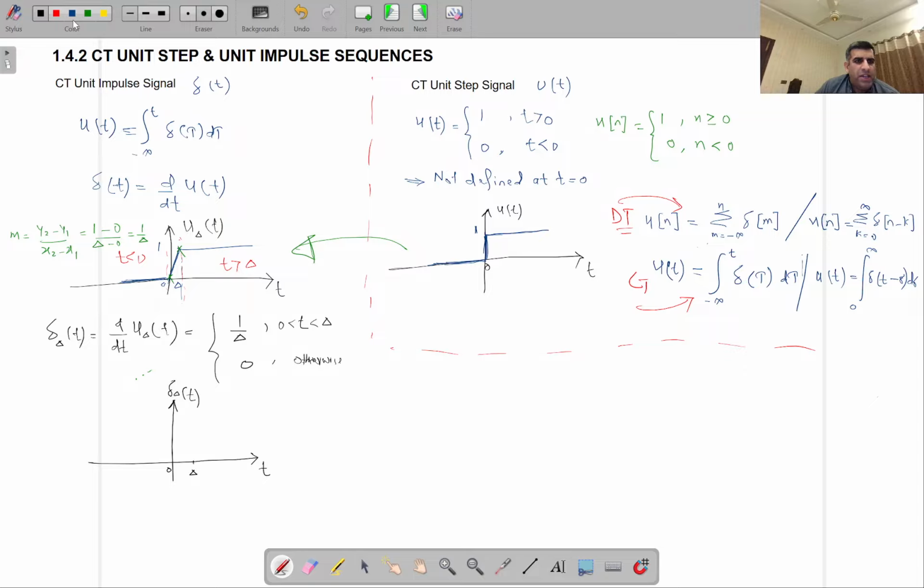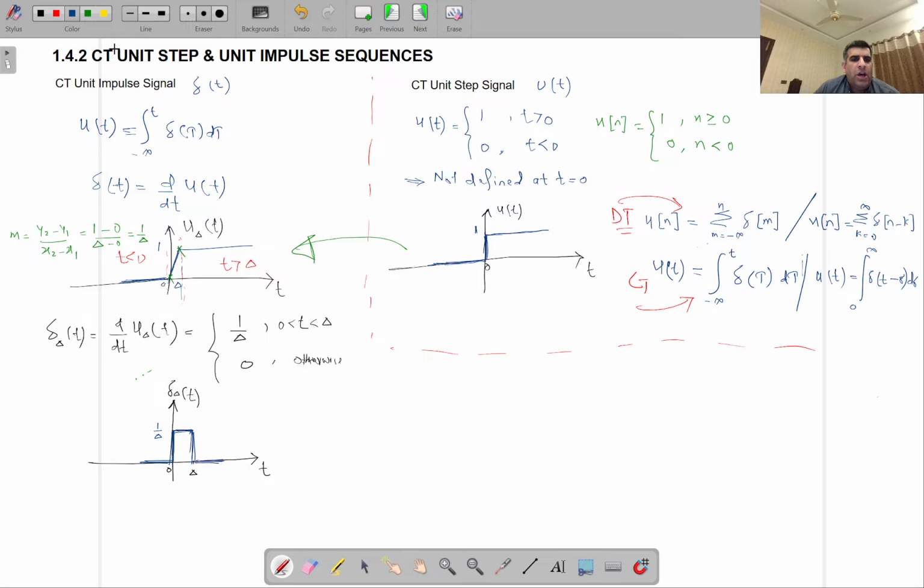So the signal now is that between 0 and delta, the signal value is 1 upon delta, which is a constant value, which means I have a straight line like this, and the amplitude is 1 upon delta. All right, so this is not a function of time, so it's a constant. Okay, and for all the remaining values of t, the signal has a 0 value. So I'm going to draw a signal like this. Okay, so for t less than 0, it's 0. For t greater than delta, it's again 0. But between 0 and delta, the amplitude is basically 1 upon delta.